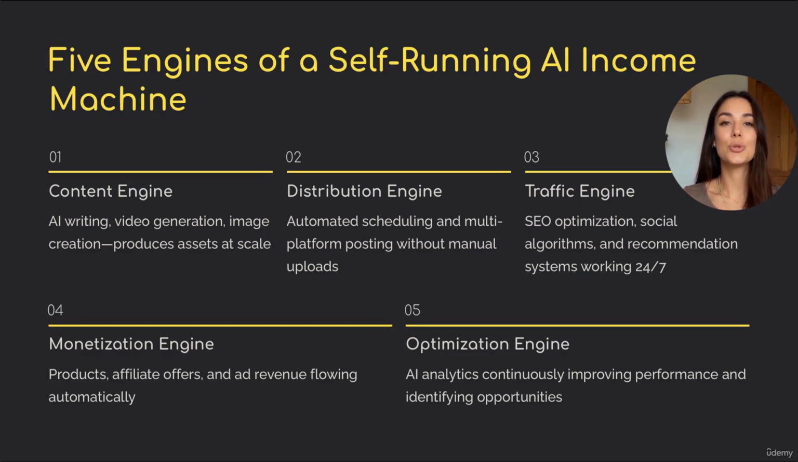When these engines run together, they create a continuous loop: content, traffic, revenue, optimization, more content. This is how you build a machine that grows while you sleep.